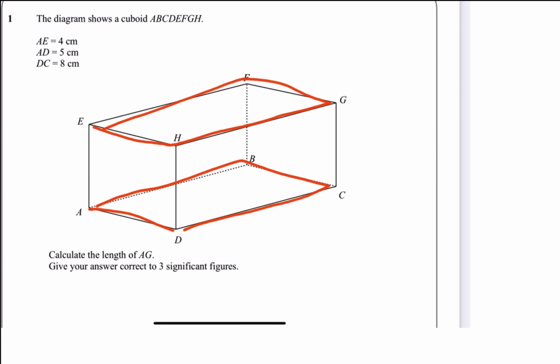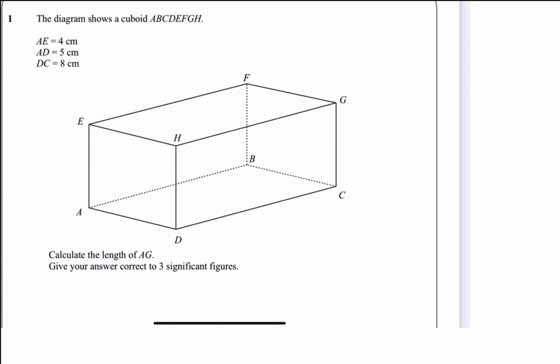They love it when you grab a corner and stretch it to another part of the corner. So you're basically going from the ground floor to the top floor. In this question, we've got some values. Let's fill them in. AE, which is this height here, is 4. AD, which is 5. And DC, which is 8.